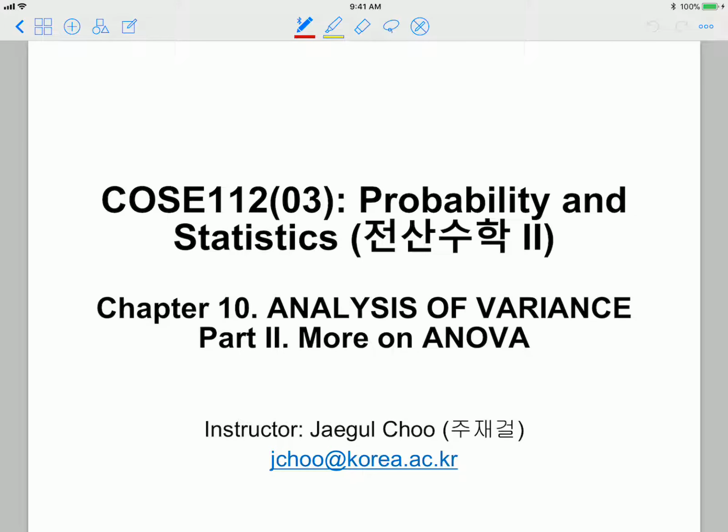Okay, so today we will finish chapter 10 about ANOVA.